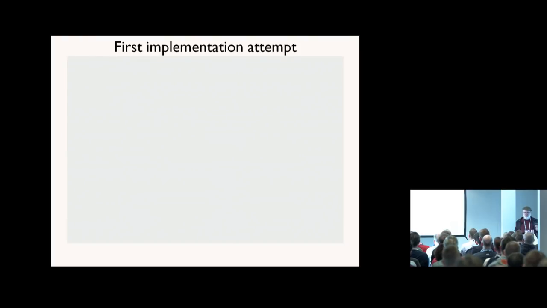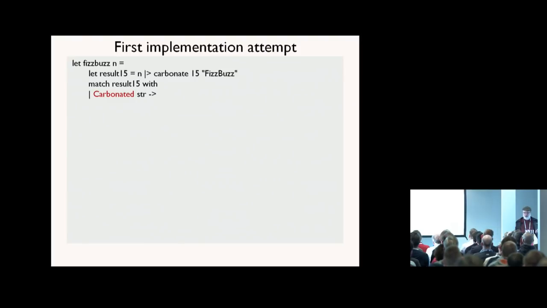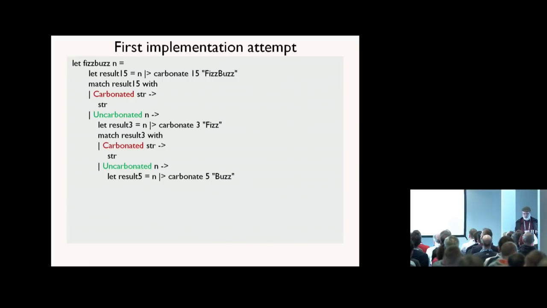So let's look at an implementation of FizzBuzz, our first attempt. We start by carbonating it with 15. If it is carbonated, we're done. We use the string. If it's not carbonated, we go to the next step, which is 3. So we carbonate it with 3, and if it was carbonated, we're done. And if it's not carbonated, we go to the next step, which is 5. We try carbonating with 5, and if it's carbonated, we're done. If it's uncarbonated, we're finished.